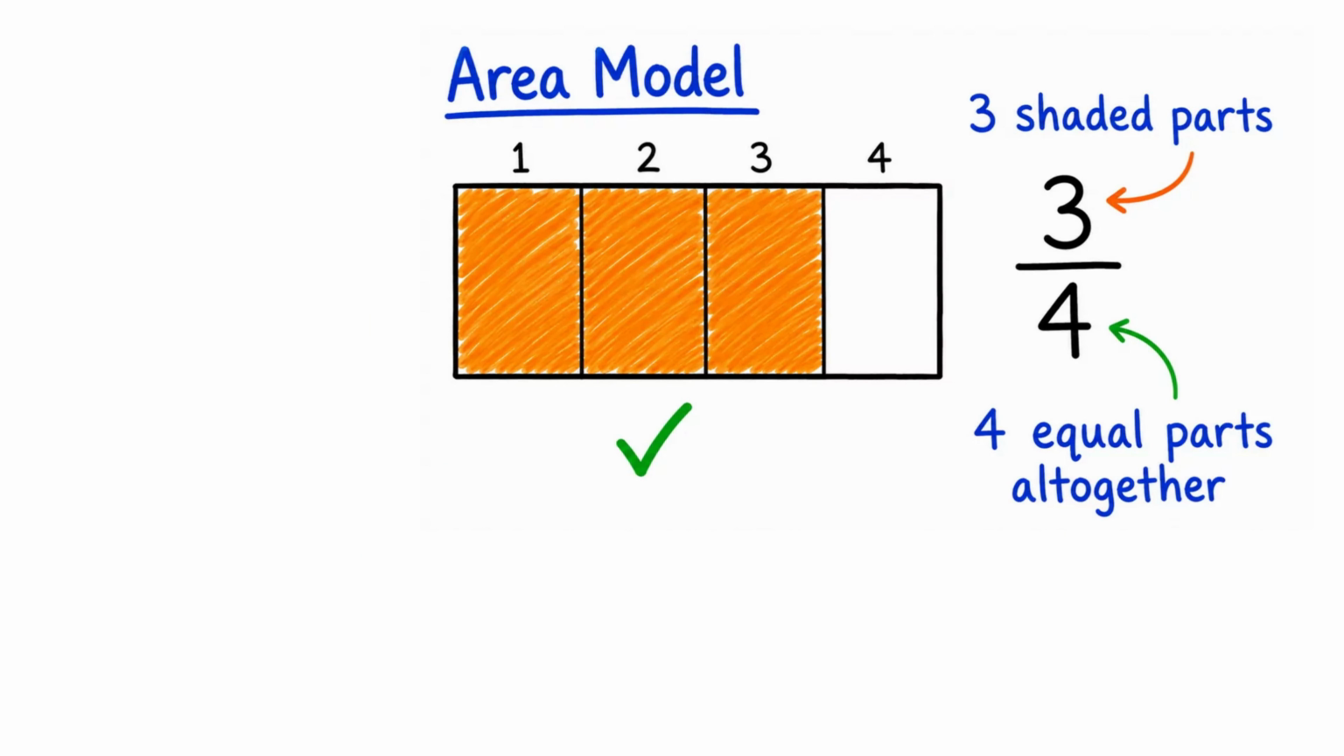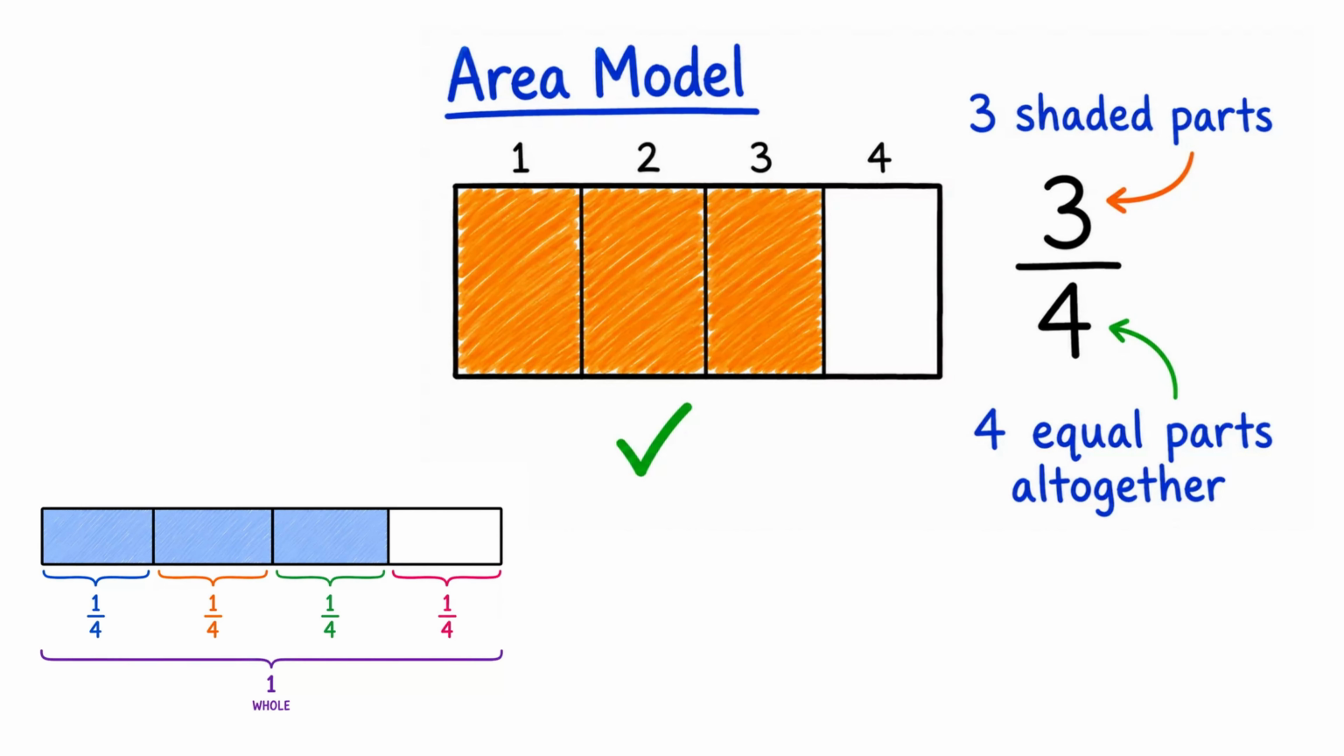This rectangle represents one whole. The whole has been divided into 4 equal parts. Notice that I said equal parts. That's important. If the parts aren't equal, the model cannot represent fourths. 3 of the 4 equal parts are shaded. So the fraction represented by this model is 3/4.